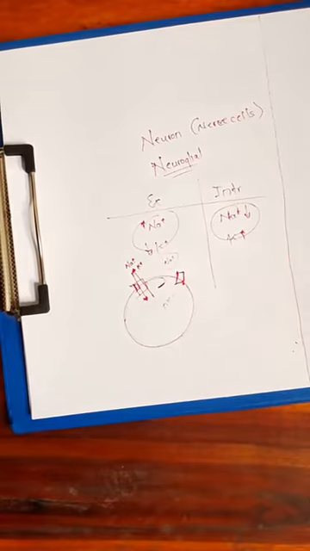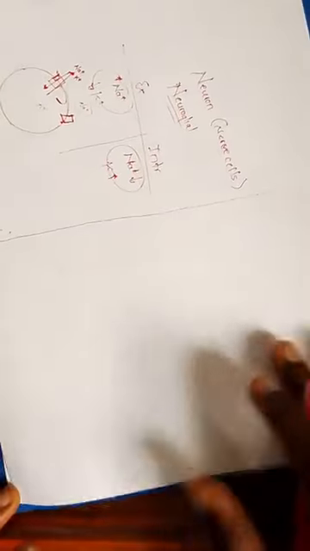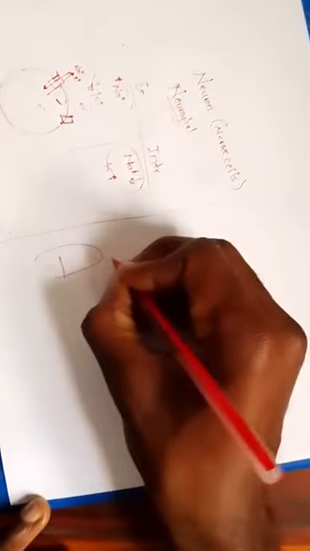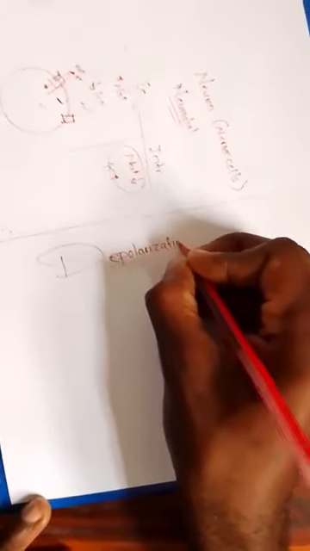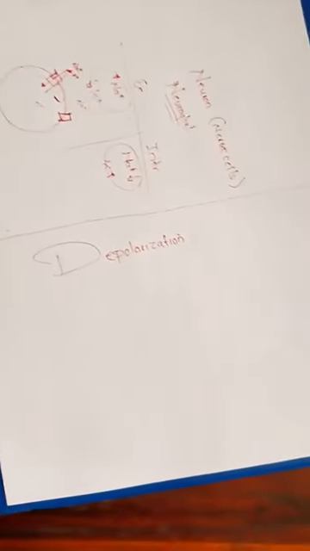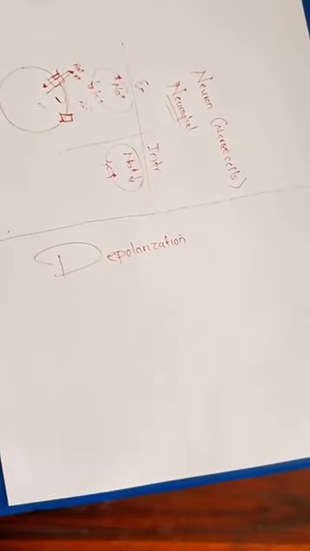Then the other term that you also have to know is depolarization, spelled like this. Depolarization is basically the decrease in the resting membrane potential of a cell from its normal resting membrane potential.